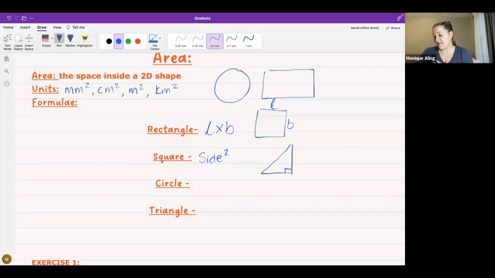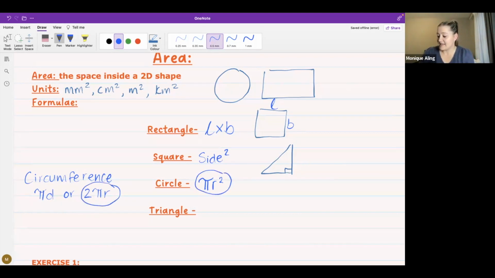For a circle, our formula is pi r squared. Remember, with circumference, which is the perimeter of a circle, we had pi times d, or 2 pi r. Quite often people get confused between these 2 formulas. When we're dealing with area, the radius is squared. With circles, we're always using pi. So if pi is involved, you know we're dealing with circles.